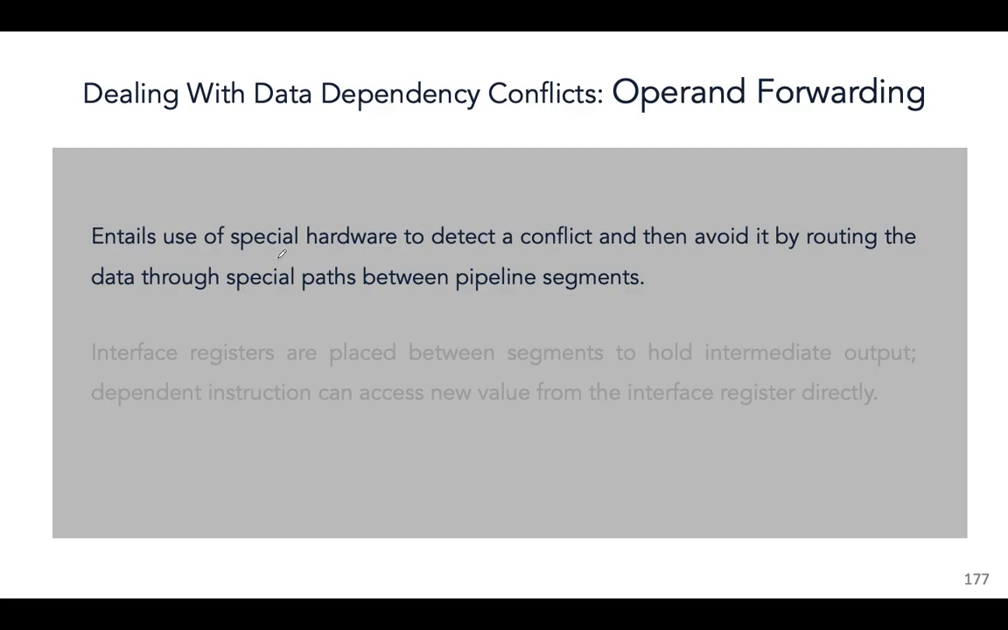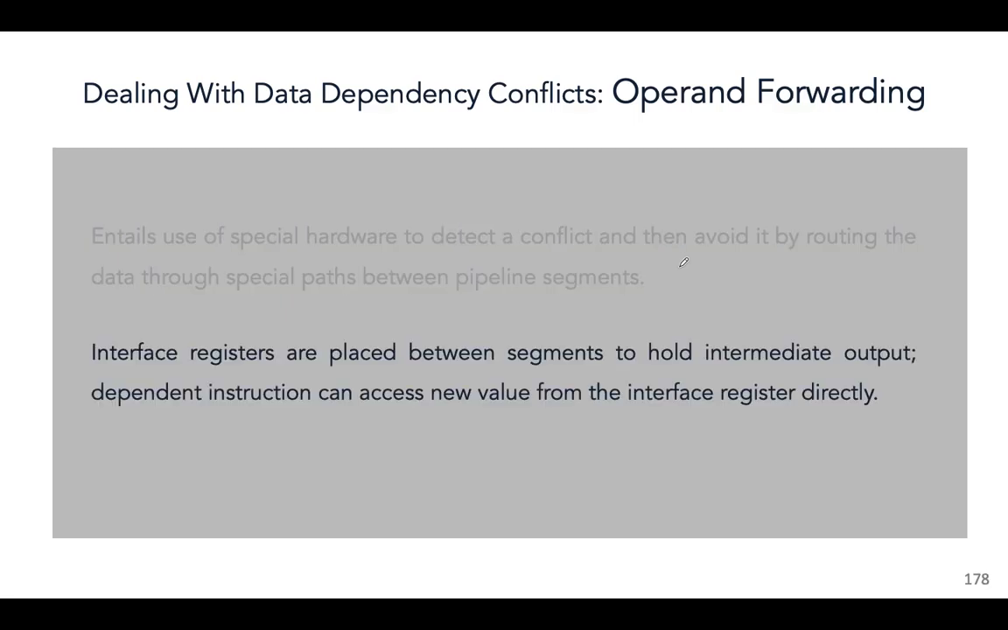Another way of dealing with data dependency conflicts is operand forwarding. All right, this is very useful and also very interesting. So what happens in operand forwarding? It entails the use of special hardware to detect a data dependency conflict, and then avoid it by routing the data through special paths between pipeline segments.